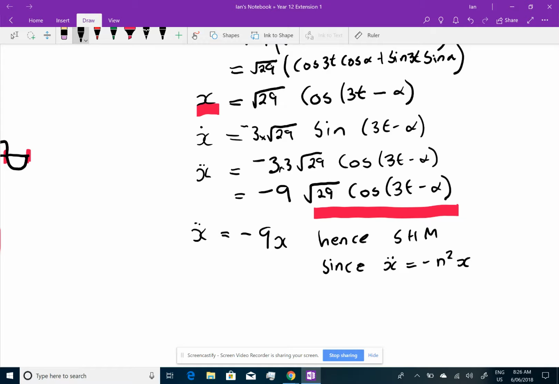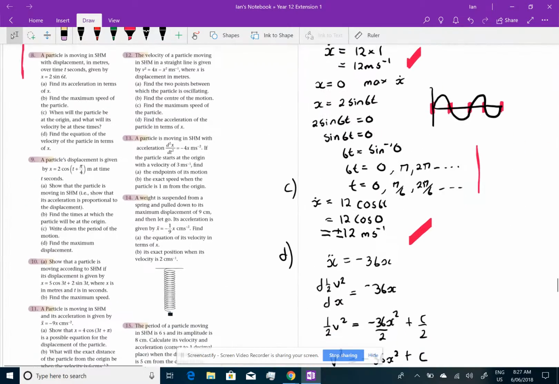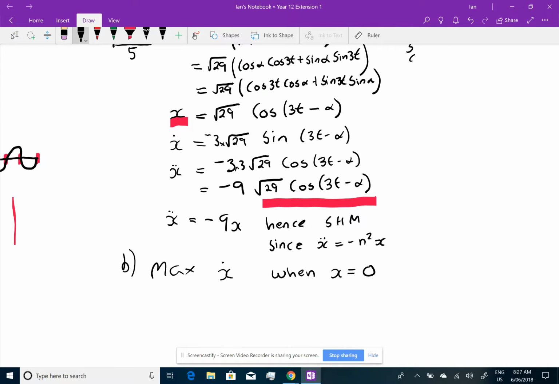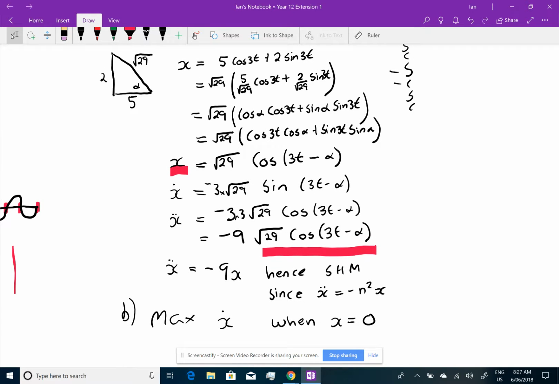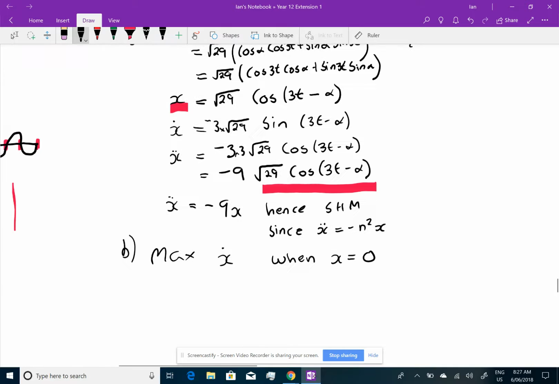Okay. We have to find the maximum, did it say maximum acceleration or maximum speed? Find the maximum speed. So for part B, the maximum speed is when x equals 0. Now, I could do it here and look at the amplitude and do it that way. Or I can find when this equation of x equals 0, find the time and sub it in. I've got 2 options here.